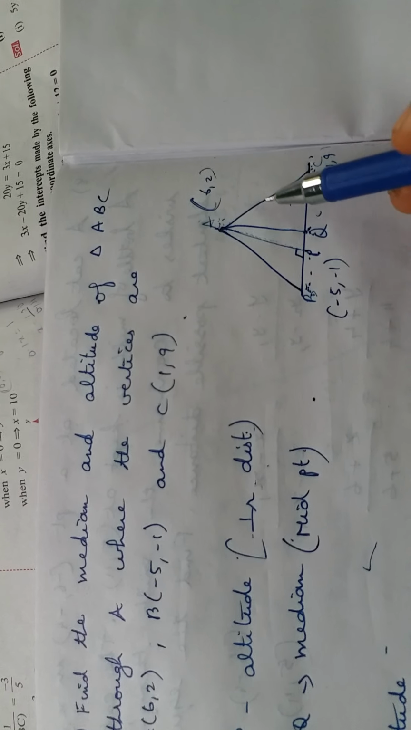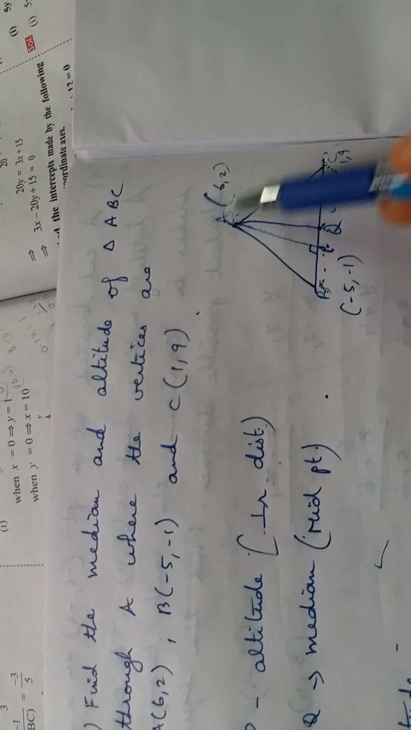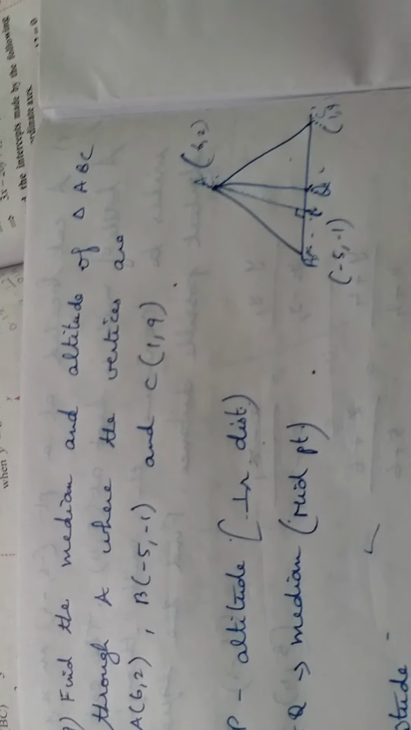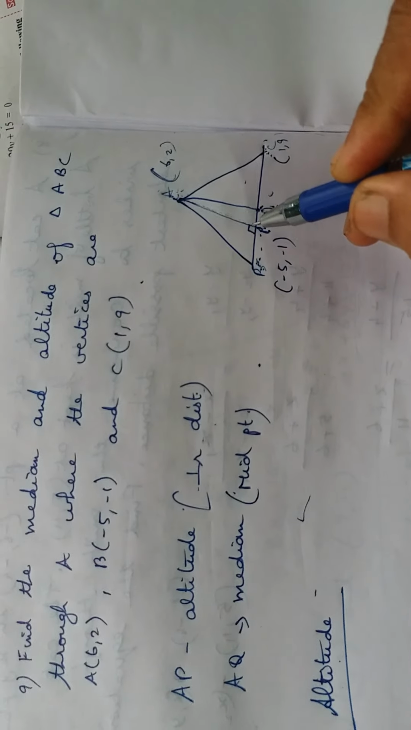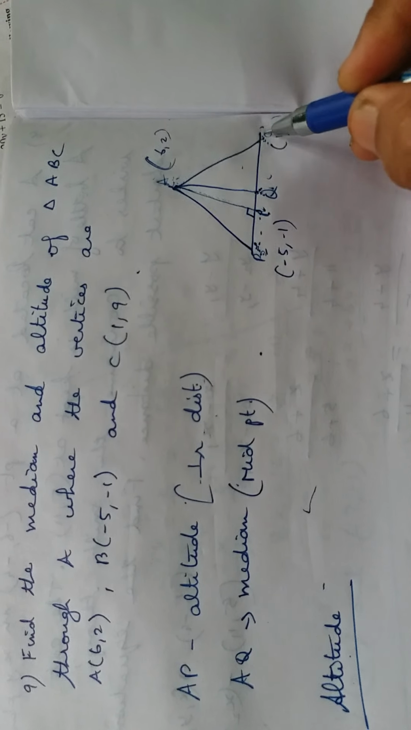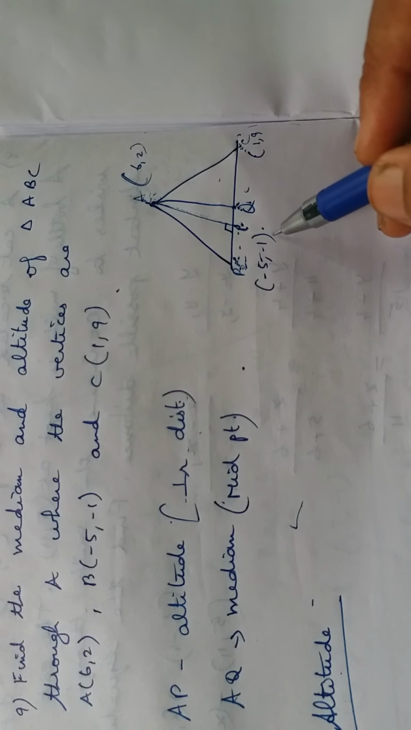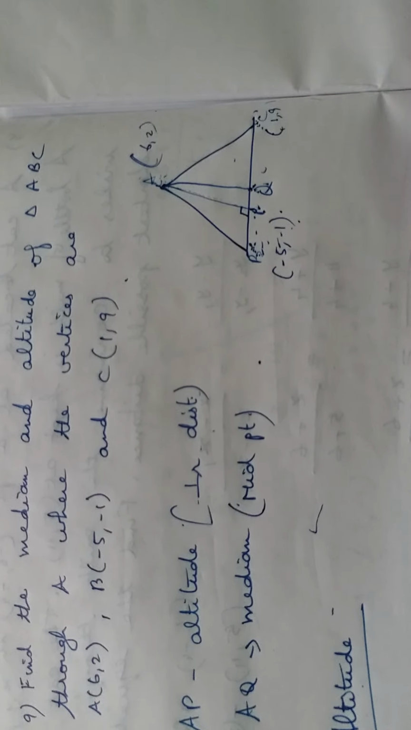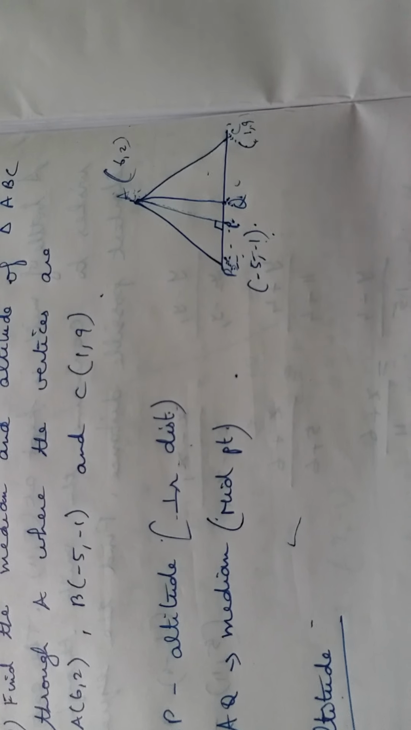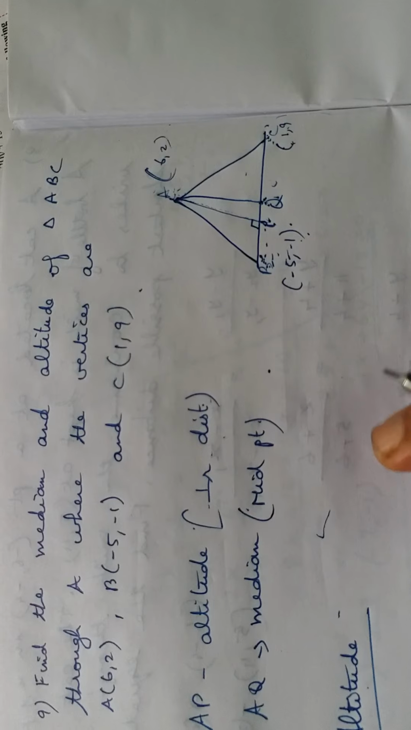So they have asked you to find the equation of the altitude, that is AP, and the equation of the median AQ. First you have to find the altitude equation. For the equation of the altitude, first you have to find the slope. You have 2 points, so you can find the slope using y2 minus y1 by x2 minus x1. After finding the slope, you know how to find the perpendicular slope: reciprocal with the negative sign.